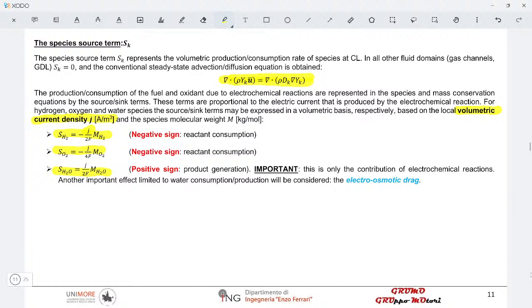This is the water produced, created by electrochemical reactions. Everything related to the membrane adsorption or desorption of water, it still refers to water, but is not related to electrochemical reactions, okay? So just bear in mind that the water source term will have also an additional contribution, okay? But if we just talk about the electrochemical reactions, these are the source term. And again, this is where fluid domain and electrochemistry domain are coupled, okay?